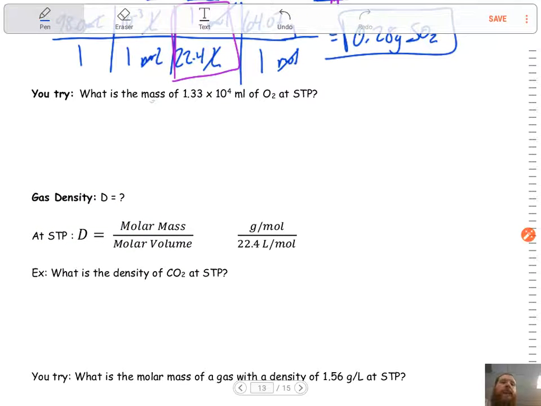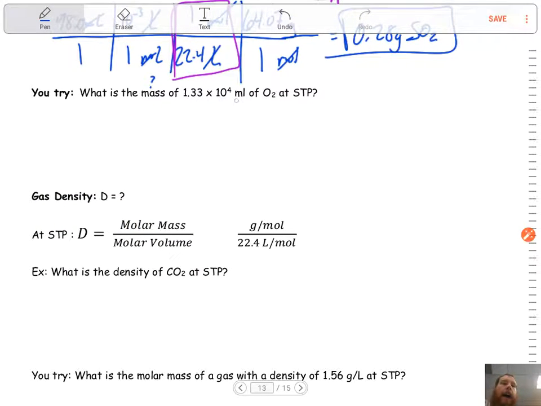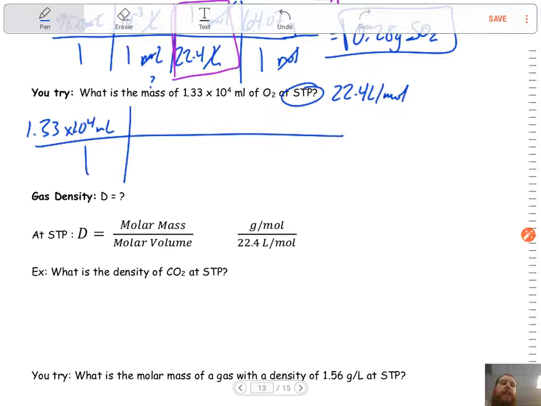All right, so mass again is what I'm looking for. I have my volume. Oh, look, I'm at STP, so that means 22.4 liters per mole is in play. So I'm going to kind of do the same thing. 1.33 times 10 to the 4th milliliters. I'm going to set up a T-chart because I'm at STP. I can use 22.4 liters.